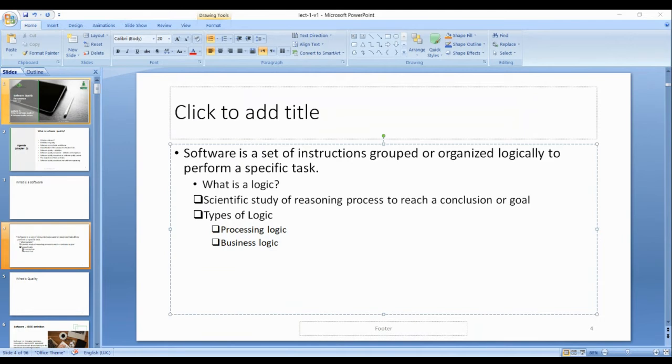Okay, open. Anyone can answer. Processing logic, as some of the students have answered, is mathematical logic. So we have arithmetic operators, the basic mathematical formulas for addition, subtraction, division, multiply.